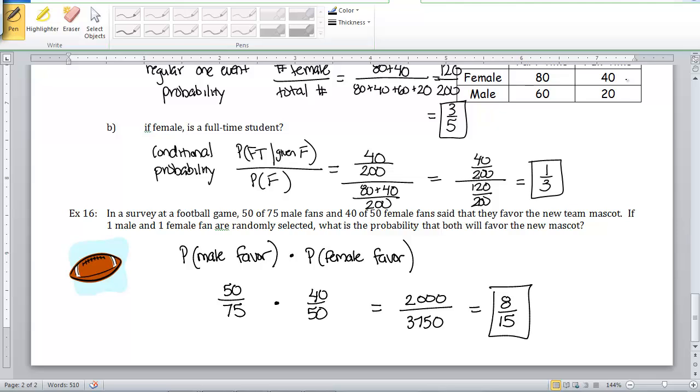In example 16, you had to find the probability that the male favored, which they said up here was 50 out of 75, and multiply that, because it was and, the probability that the female favored, which they said right here was 40 out of 50. If you calculate that out, you should have gotten 8 out of 15. Please now complete the next 2 assignments for this section.